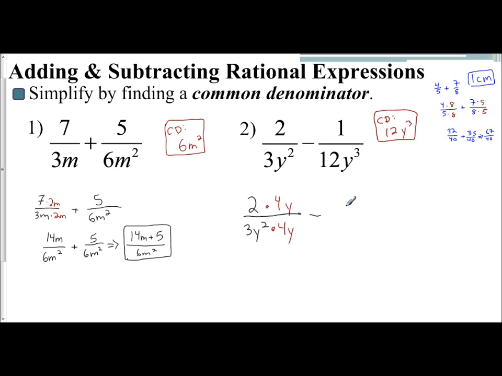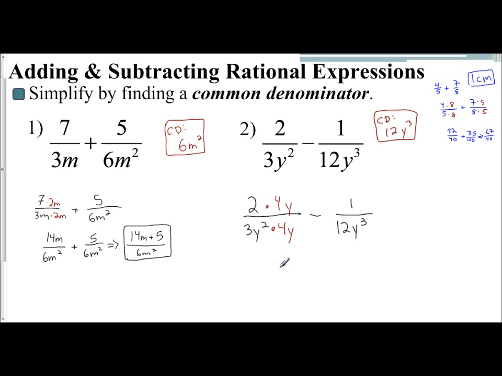Look at my next fraction. I have 1 over 12y cubed. I want the denominator of 12y cubed. That's my common denominator, and that's what I have. So I'm not going to do anything to this second fraction. And so let's just simplify.